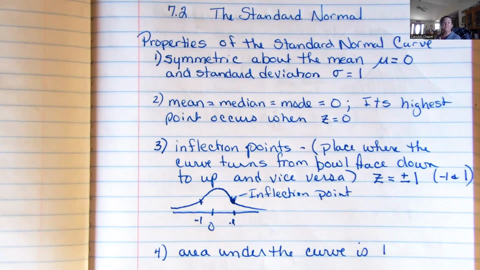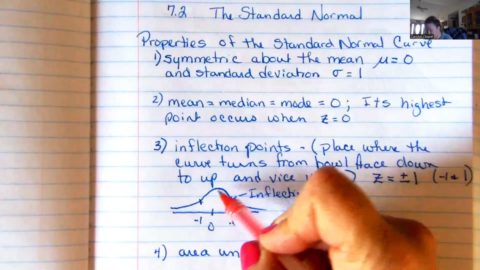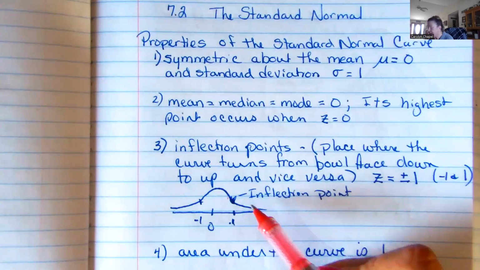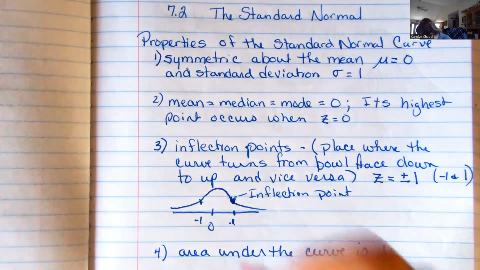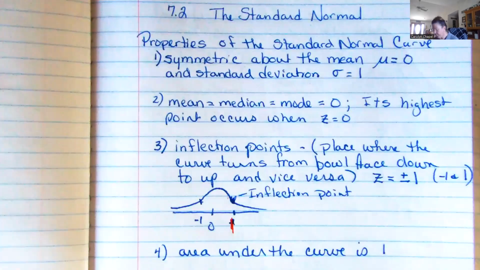The inflection points, which is where it kind of turns from being bowl-shaped down, so kind of curved down, to being curved up, is called an inflection point, and that happens 1 standard deviation away from the mean. In the case of the standard normal, that's at 1 and -1. This should just be the number 1 here.